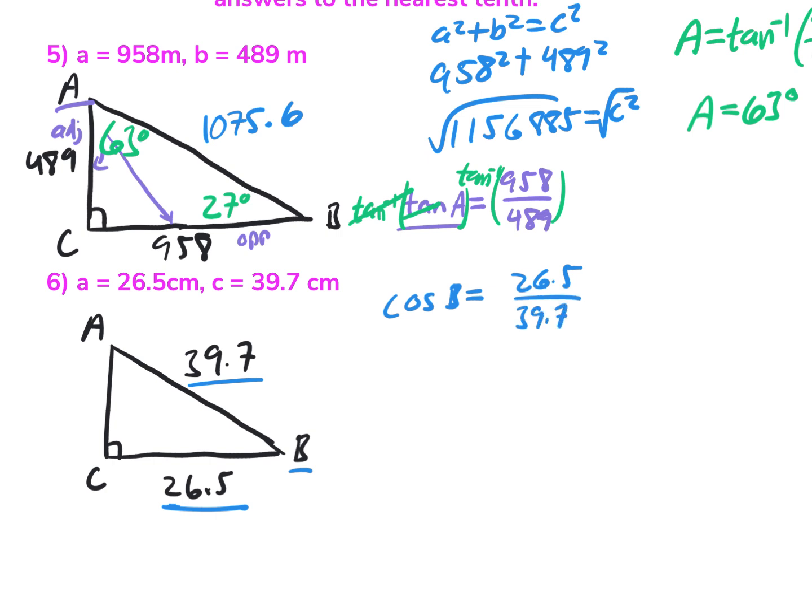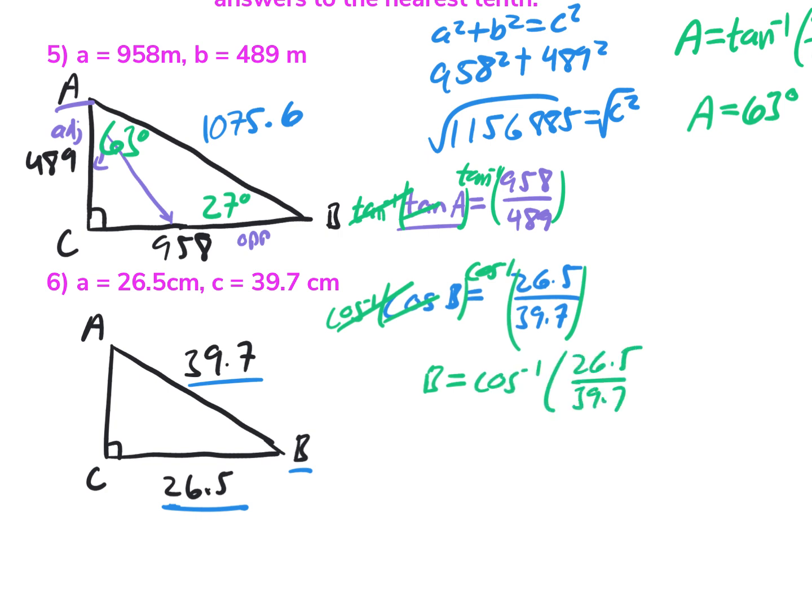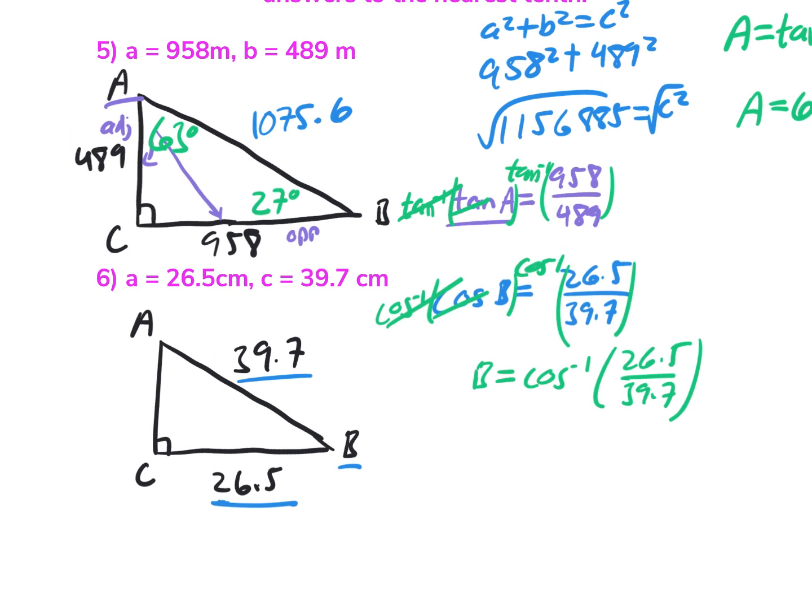So we can do what we did before and use an inverse trig function. I can use cosine inverse of both sides to cancel out cosine, and then I get B is cosine inverse of 26.5 over 39.7. You can plug that into your calculators and see what that gets you. I got for angle B 48.1.